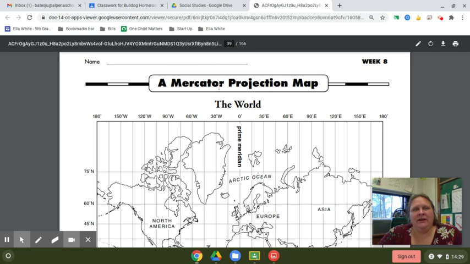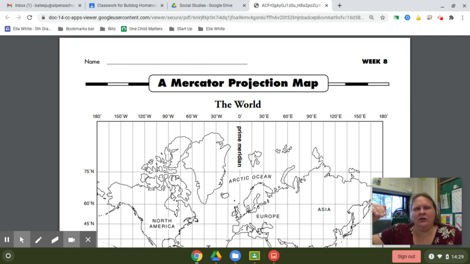For week 8, we're going to take a look at a Mercator projection map. Projection, if you remember from last week, is when you take that curved surface and you make it flat. And we learned about the Robinson projection map last week. This week, we're going to learn about the Mercator projection map that was created in the 1500s by Gerardus Mercator, who was a Flemish geographer and mapmaker.